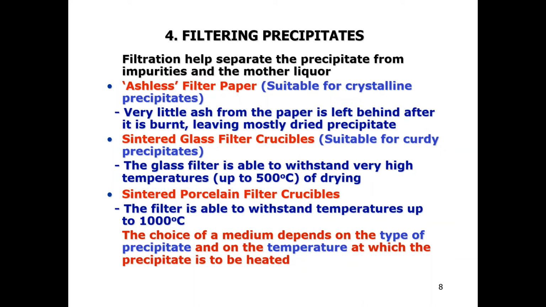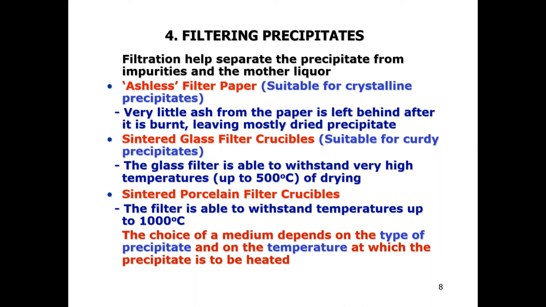So there are many methods. Ashless filter paper, seldom do I use it, but basically the principle is you do the filtration using the filter paper, and then during the drying or heating process, the filter paper will be lost and doesn't contribute any weight to the total precipitate being burned or dried. The second one, the one that you use in the laboratory, is the sintered glass filter crucible.